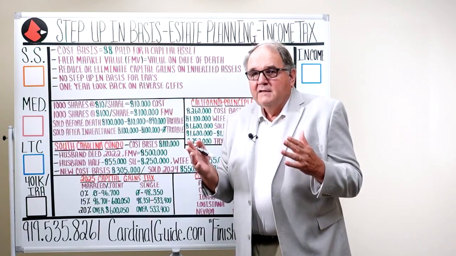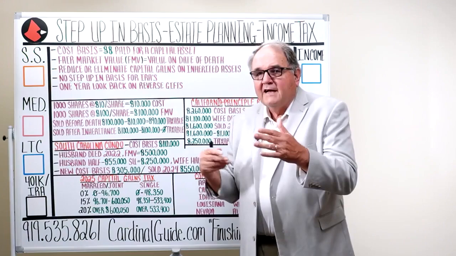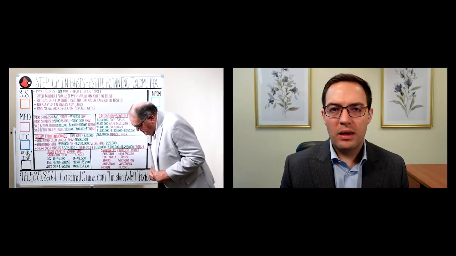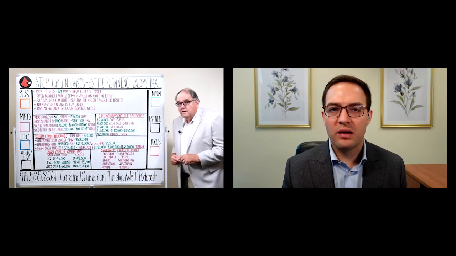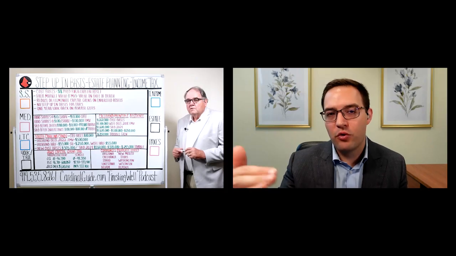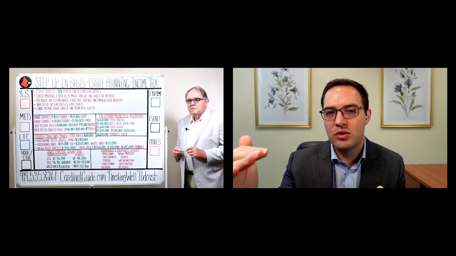So I want to go to Tom for a second before we get into the notes, and I want Tom to comment on that a bit. Yeah, I think it's important to understand the general concept here, right? Basis is what you paid for it plus improvements. And then the fair market value is what you sell it for. And generally speaking, the taxes owed are on the difference there.